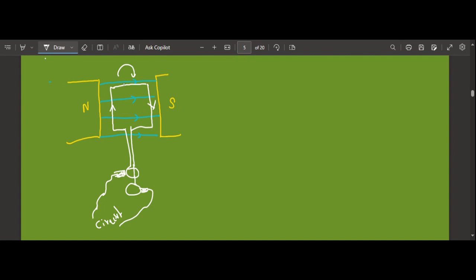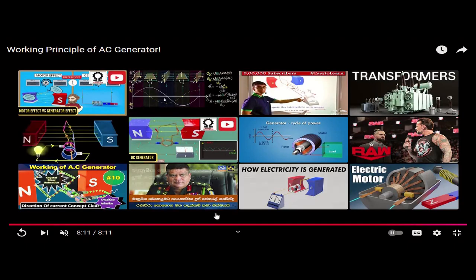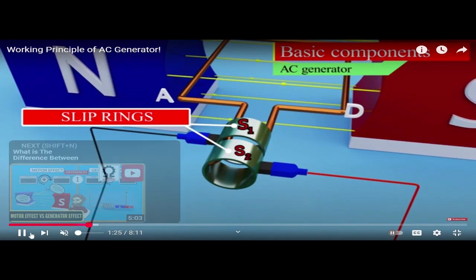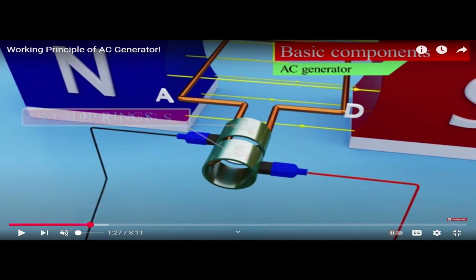Now if you go back to that video, you can see. One side of this coil, let's say side A, connects only to this one ring, it looks like the bottom ring. And the wire coming from side D is connected to the other ring. So when the coil starts to rotate, you will see these two rings also rotating along with it.